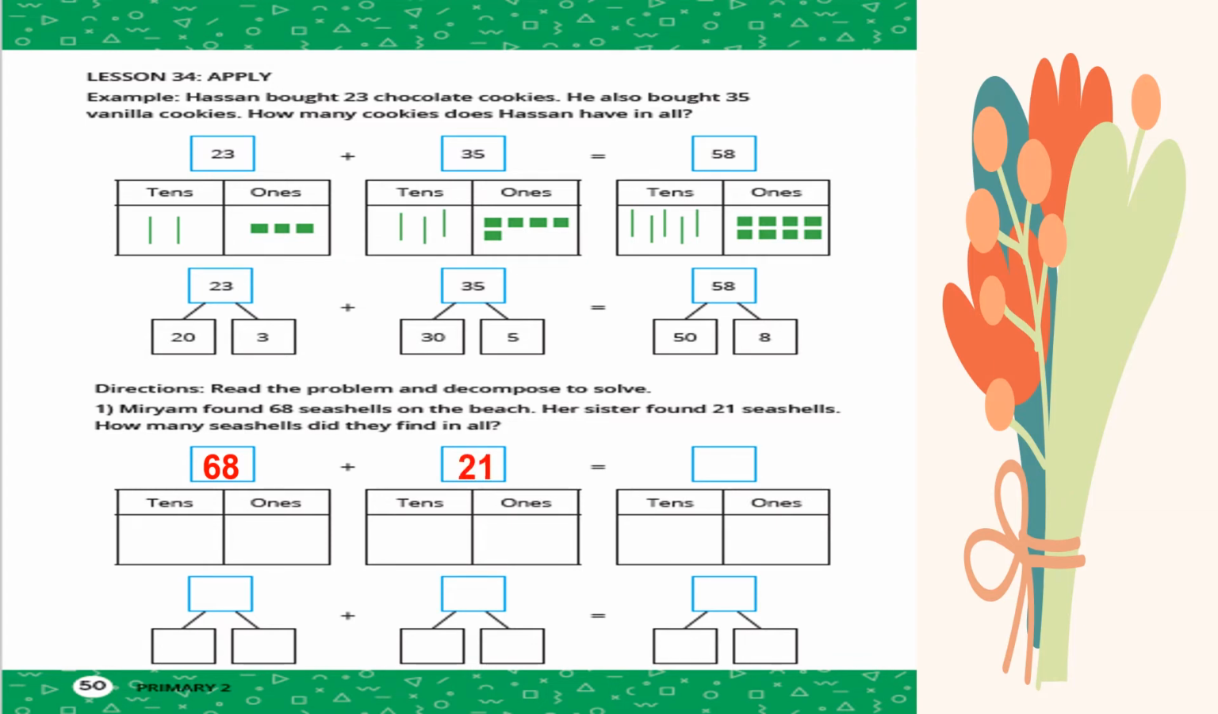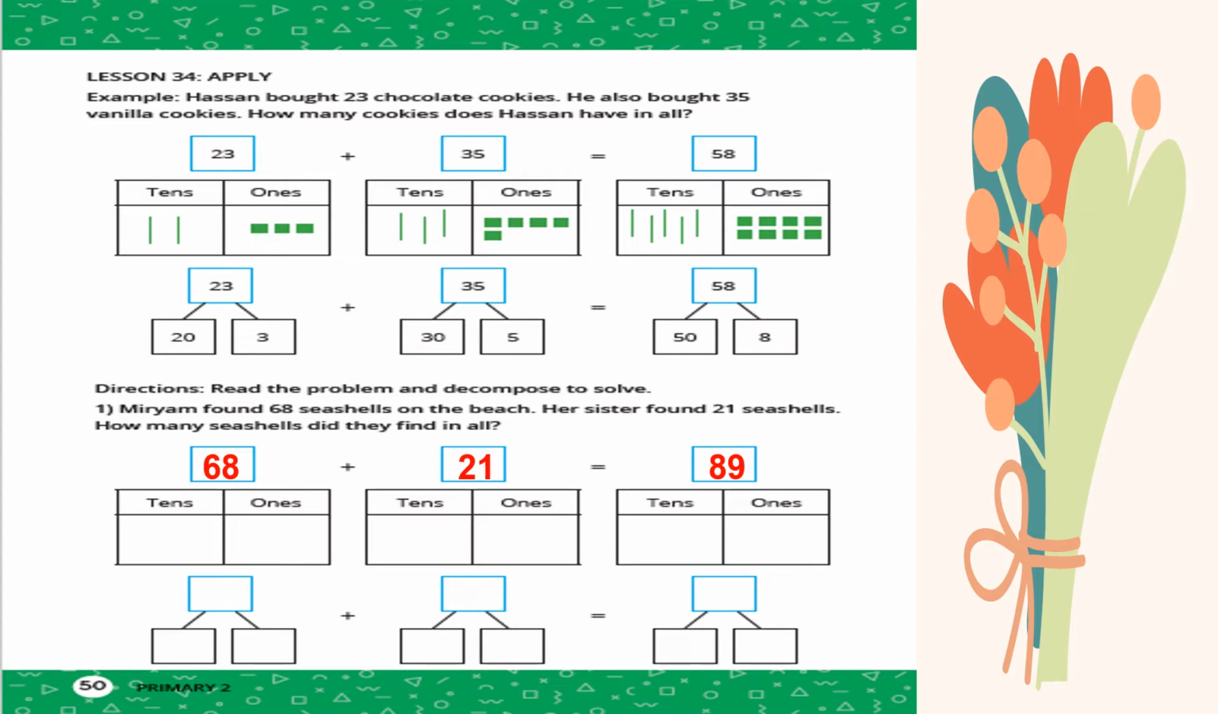So 68 plus 21. Let's put ones with ones and tens with tens. 8 plus 1 equals 9. 6 plus 2, after 6, 7, 8. So 89.